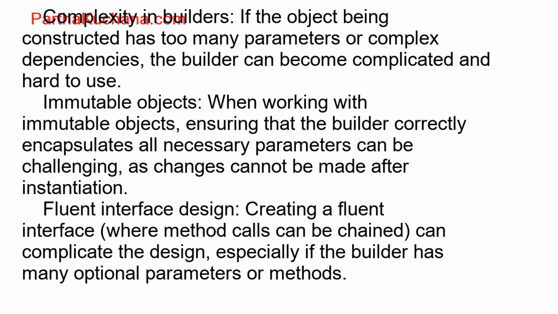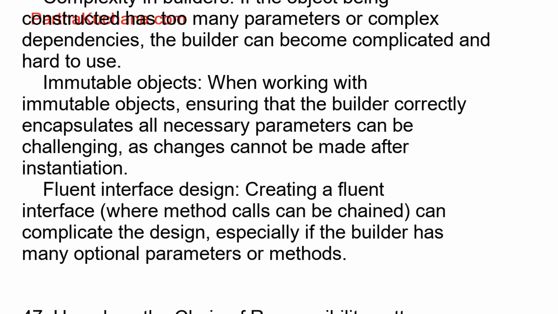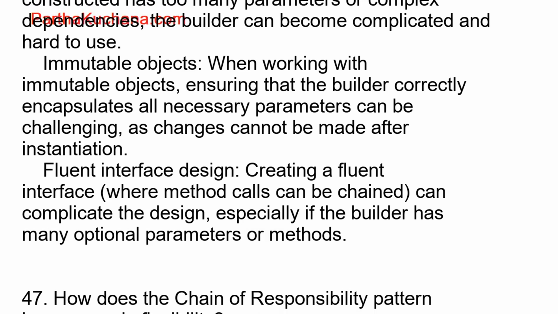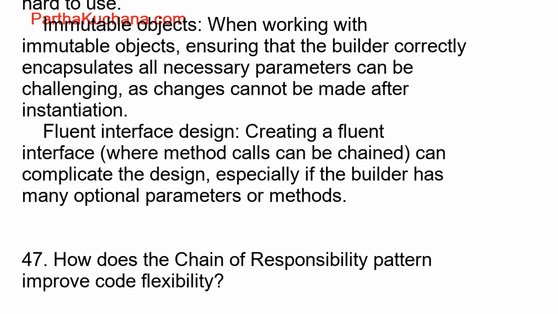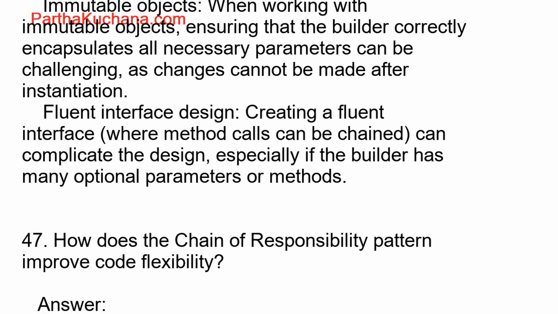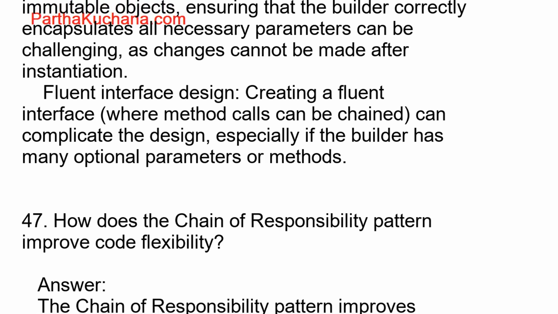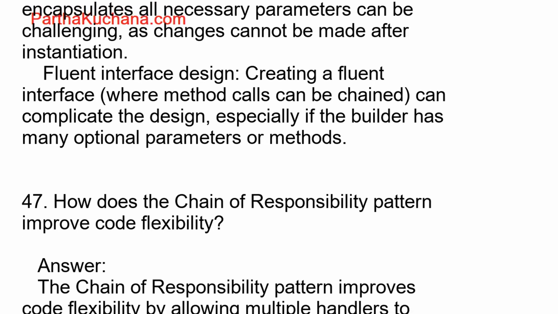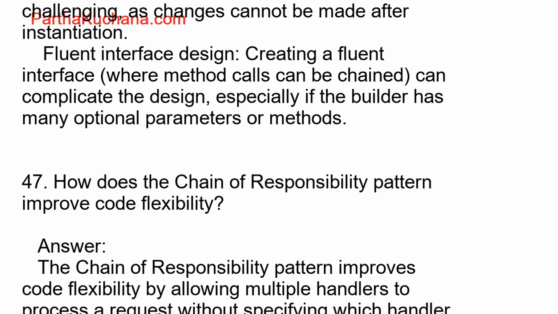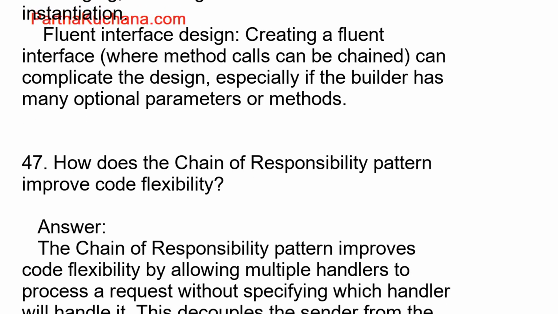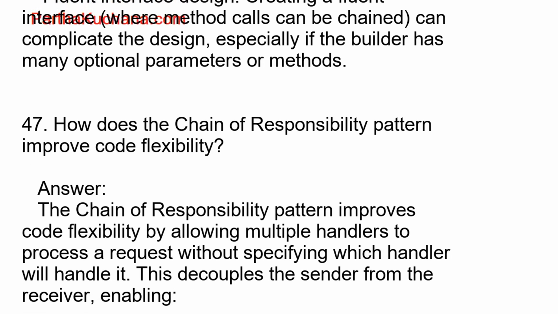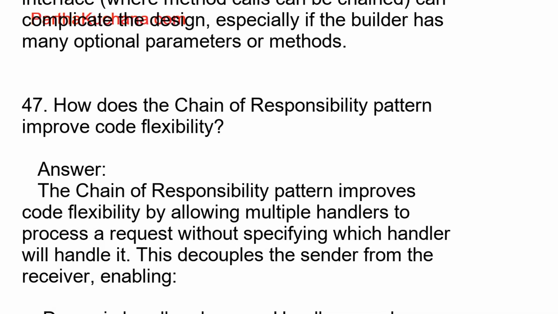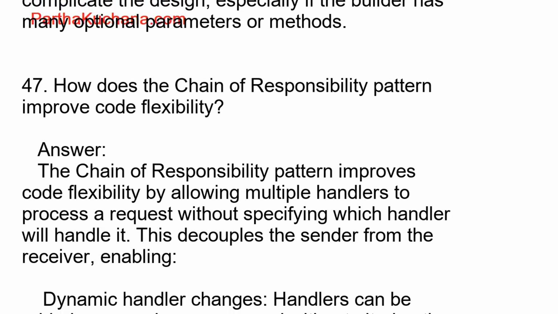Complex relationships. When the relationships between objects are inherently hierarchical, using composite simplifies the client code, enabling easier navigation and manipulation of the structure. Flexible structures. When the structure is dynamic and can change at runtime, composite allows adding or removing components without altering the overall system.